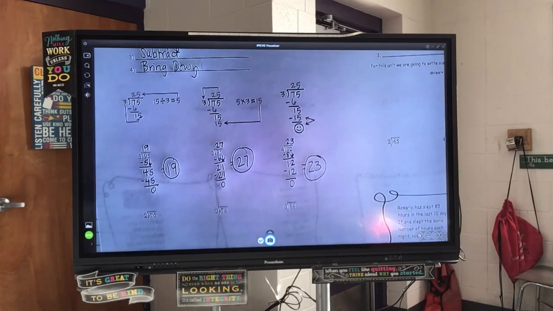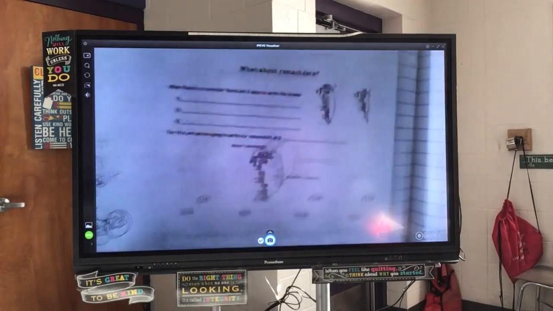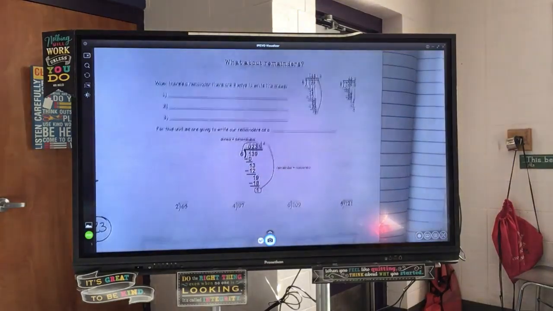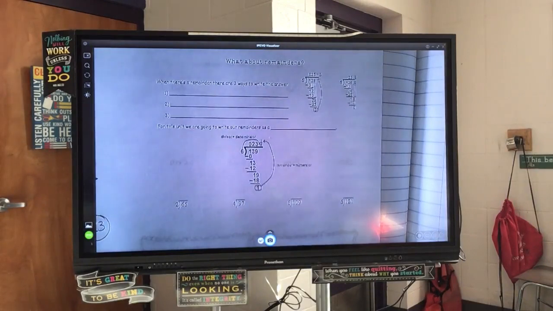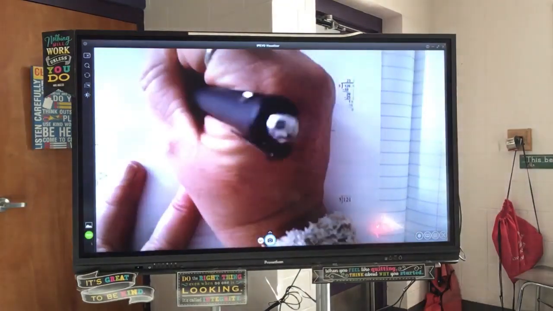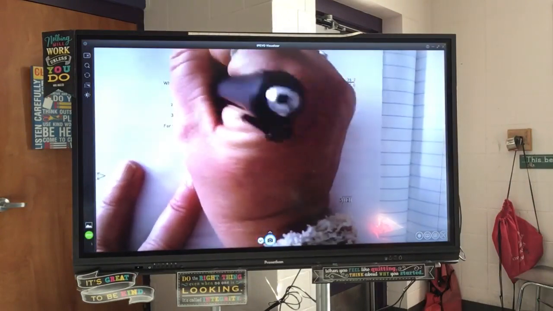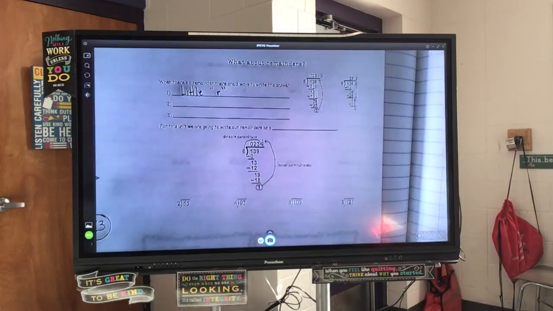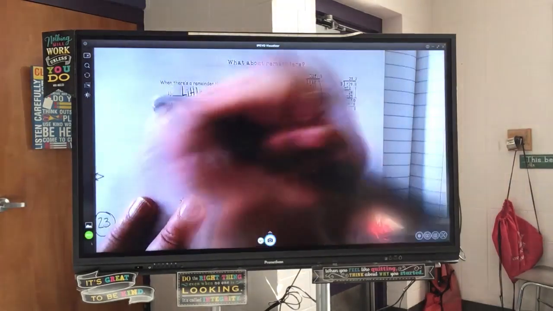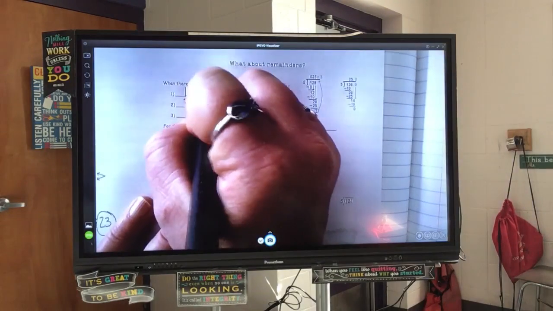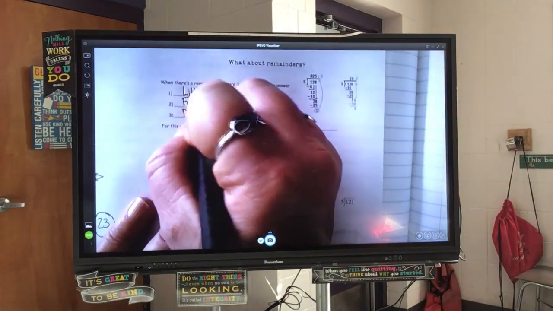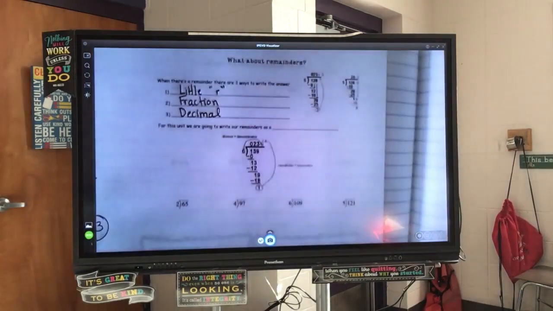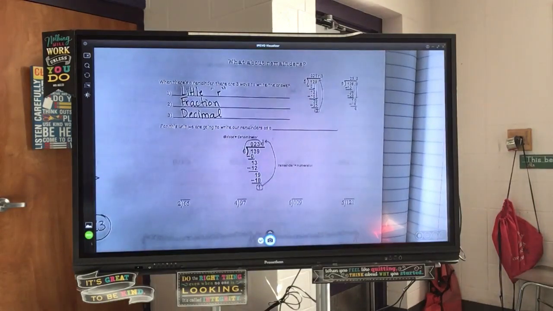Pretty easy for the most part at the moment. All right, let's slide over to what about remainders? Because just like I said, this is where it gets a little bit more difficult for us. All right, so when there's a remainder, there are three ways to write it. So we're going to say the little r, or sometimes it's a capital R, but the little r, the fraction, and the decimal.